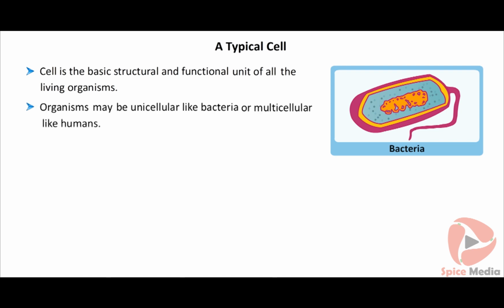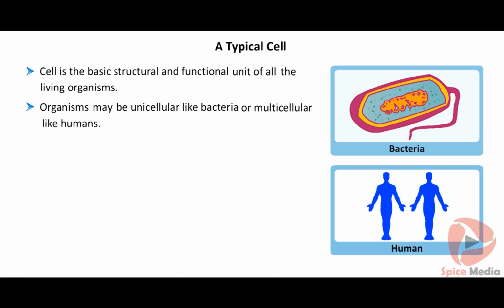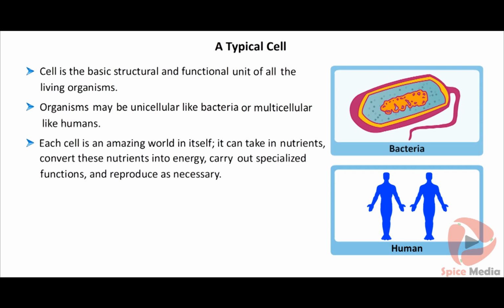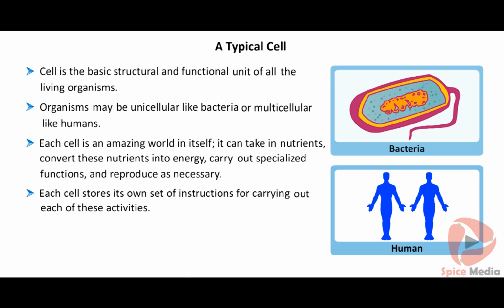Some organisms, such as bacteria, are unicellular, consisting of a single cell. Other organisms, such as humans, are multicellular or have many cells. Each cell is an amazing world in itself. It can take in nutrients, convert these nutrients into energy, carry out specialized functions, and reproduce as necessary. Even more amazing is that each cell stores its own set of instructions for carrying out each of these activities.